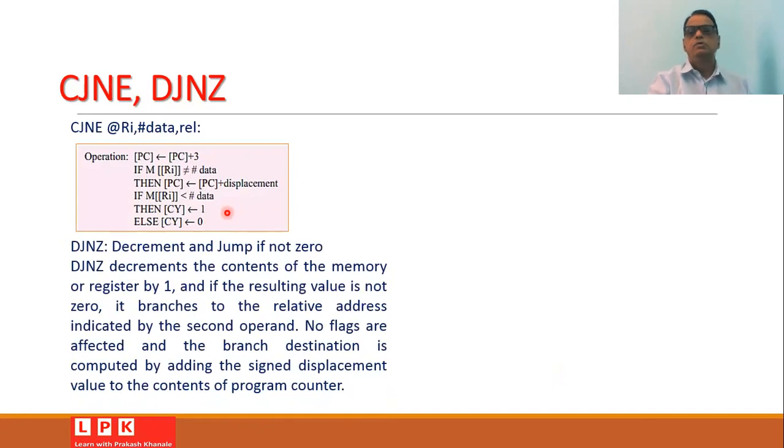Another instruction that is used for branching is decrement and jump if not zero. It is written as DJNZ. This instruction will decrement the content of the memory or the register by 1. And if the resulting value is not 0, then it will branch to the relative address, which is indicated by the second operand. In this case, the flags are not affected, and the branch destination is computed by adding the signed displacement value to the content of the program counter.